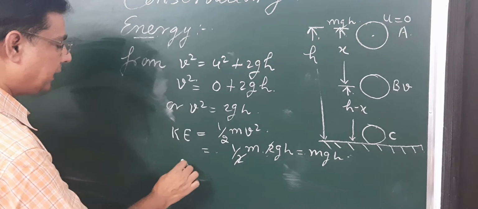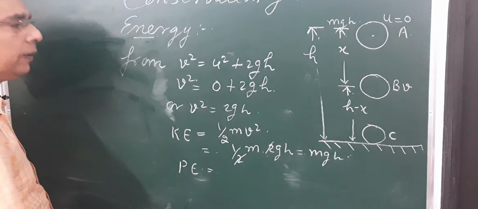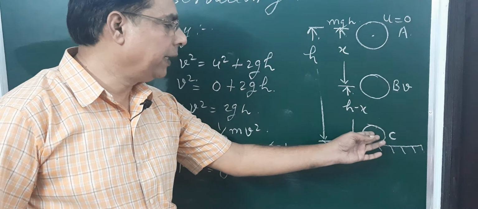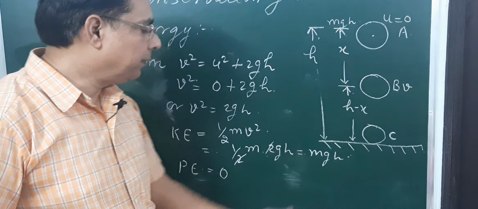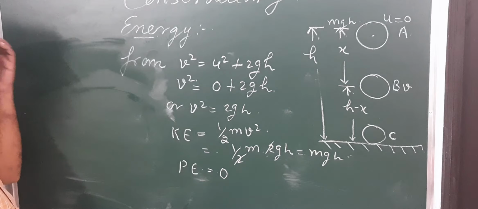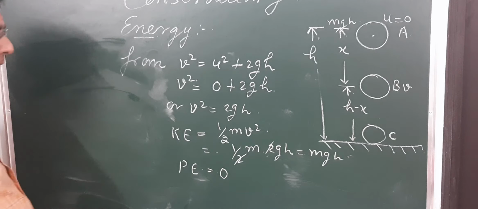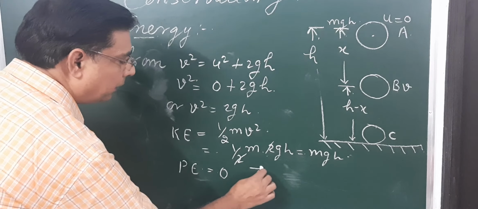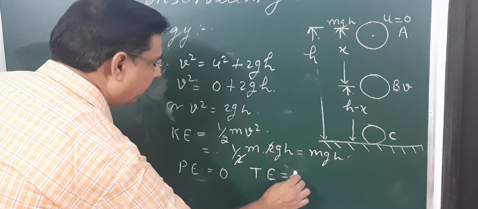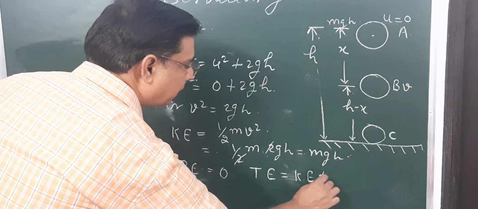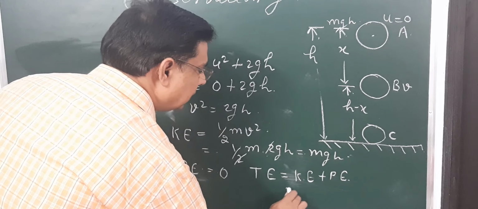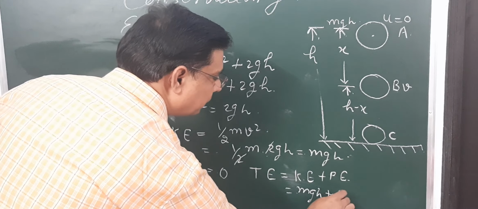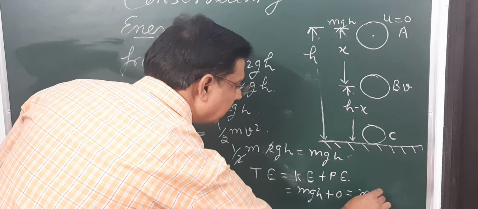And what is the potential energy at point C? That is equal to 0, because its height at this point, as it has reached the ground, will be equal to 0, and therefore its potential energy becomes 0. Now the total energy will be equal to kinetic energy plus potential energy, and this is equal to mgh plus 0 equal to mgh.